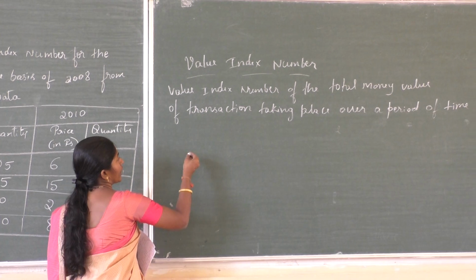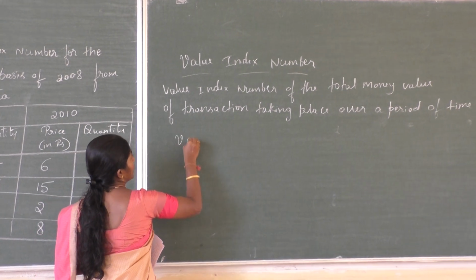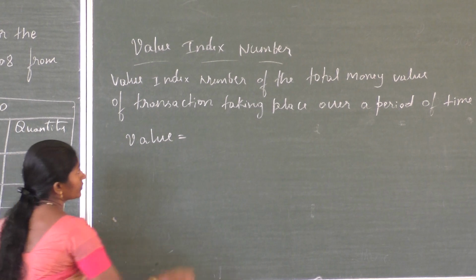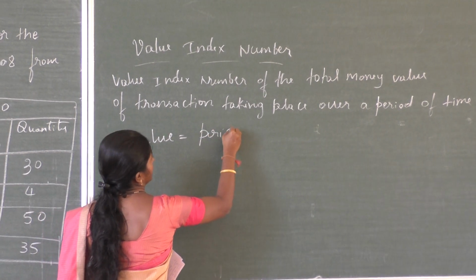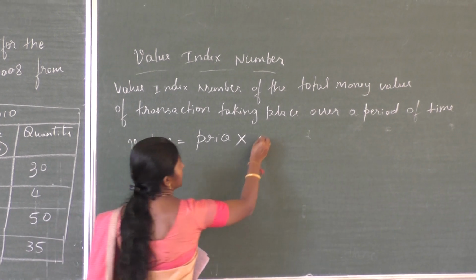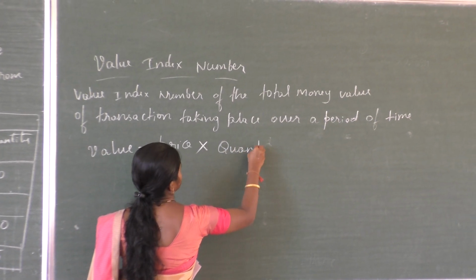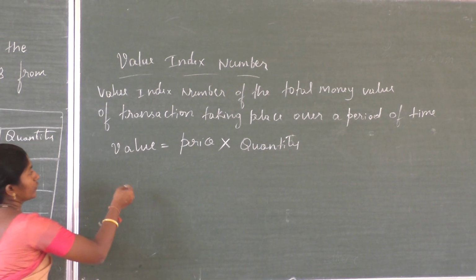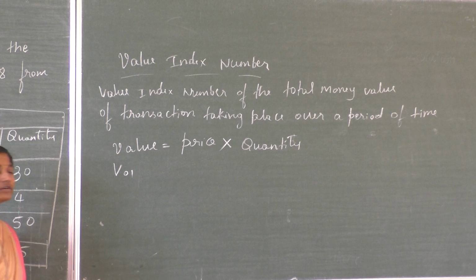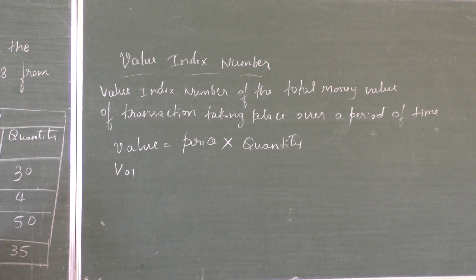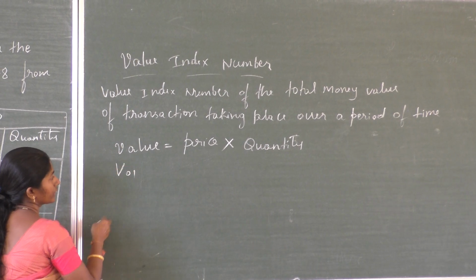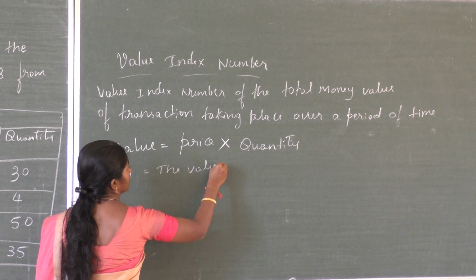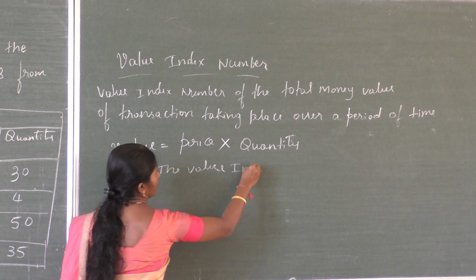We have also done some problems where value is equal to total value, or value equals price into quantity, that is, the product of price and quantity. And we write value in this way, with the notation V01. This is the value index number.